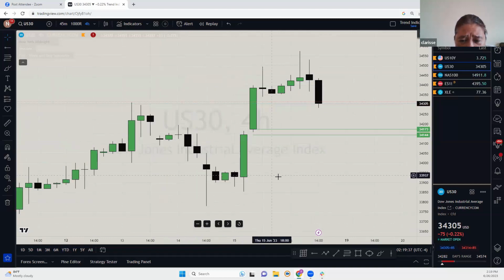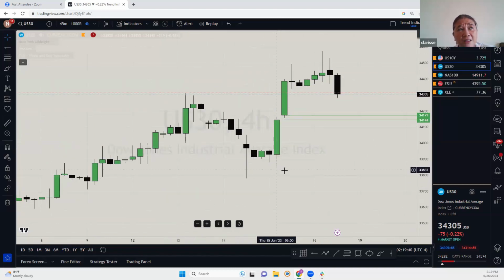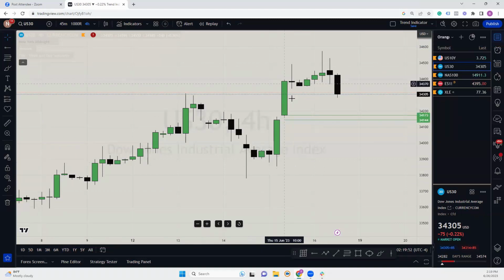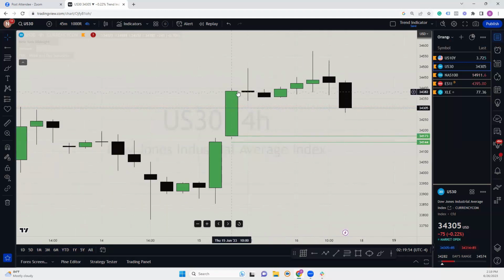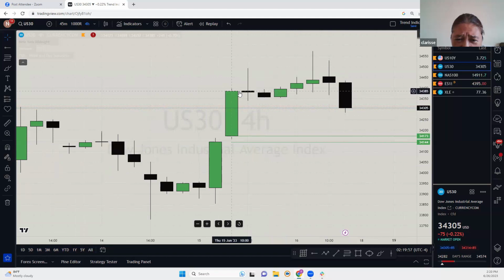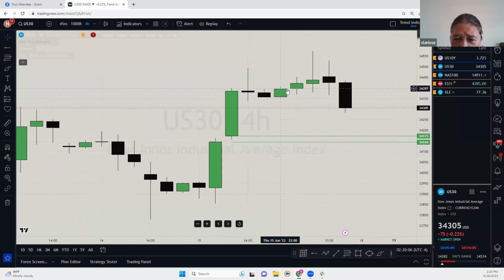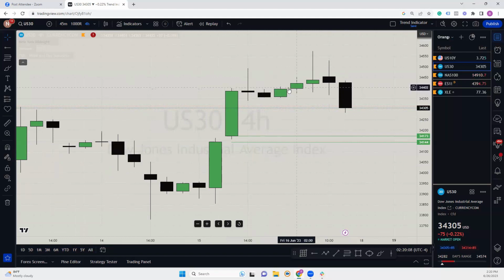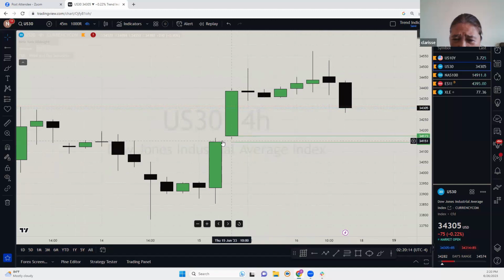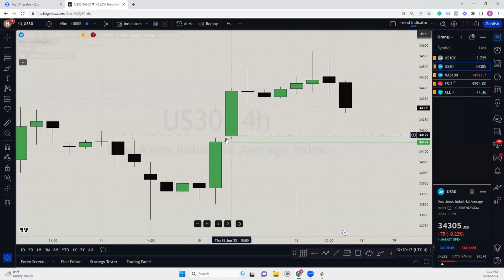So the gap is always between the closing price of one candle and the opening price of the next candle, if there's a gap. Usually you can see this candle's closing price is here, and the next opening price is almost the same level. It's supposed to be the same, so there's no gap here. You see this one? There's a little gap. But this is a bigger one. You can see very clearly there is a gap there.